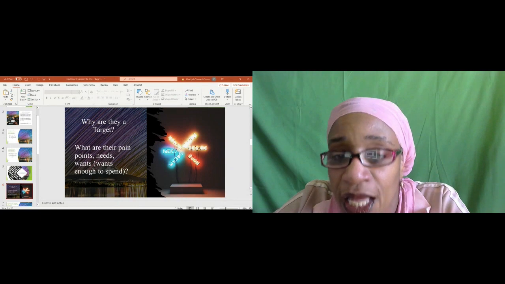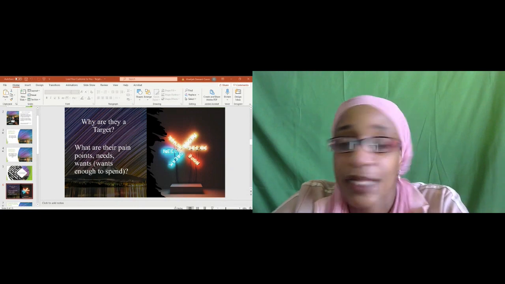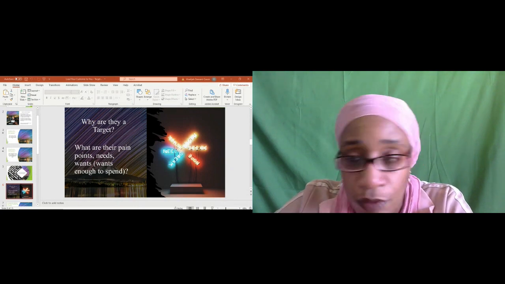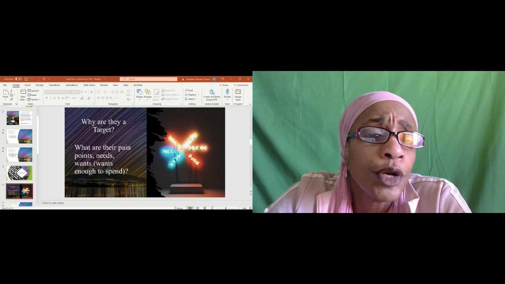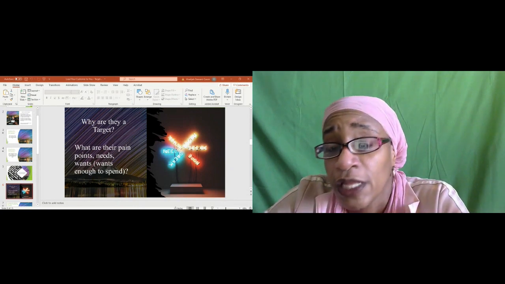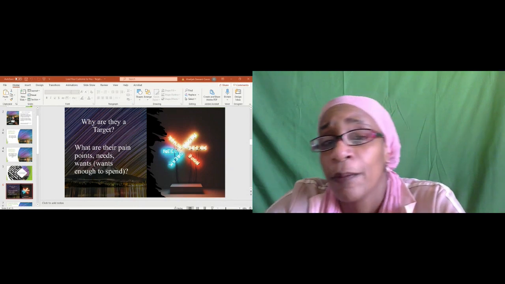That's the key. Why? What is the want? Why are they going to spend the money? iPhones, right? Every time a new iPhone comes out, there's a line around the block. What are the pain points for people who buy iPhones? They like the cell phone, they like the speed, they like the technology, right? They like the Apple product.